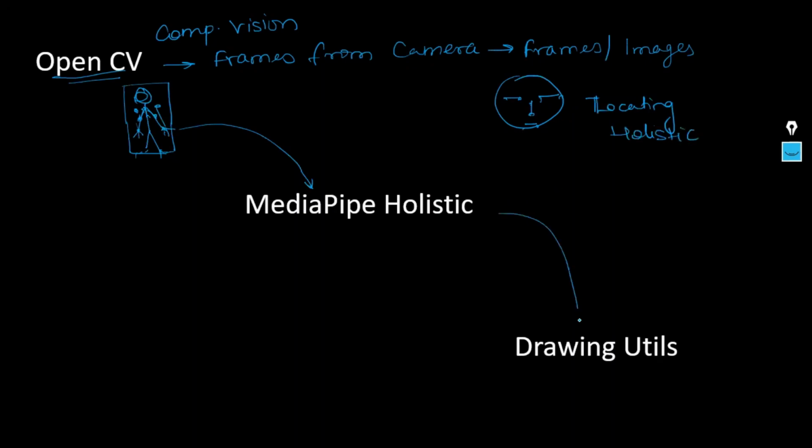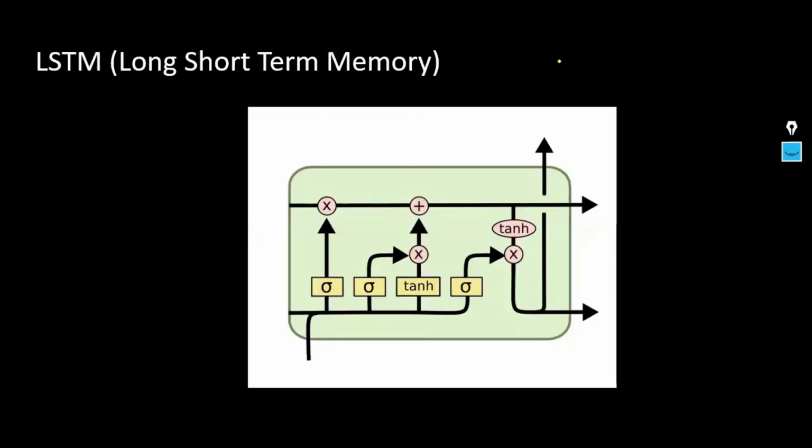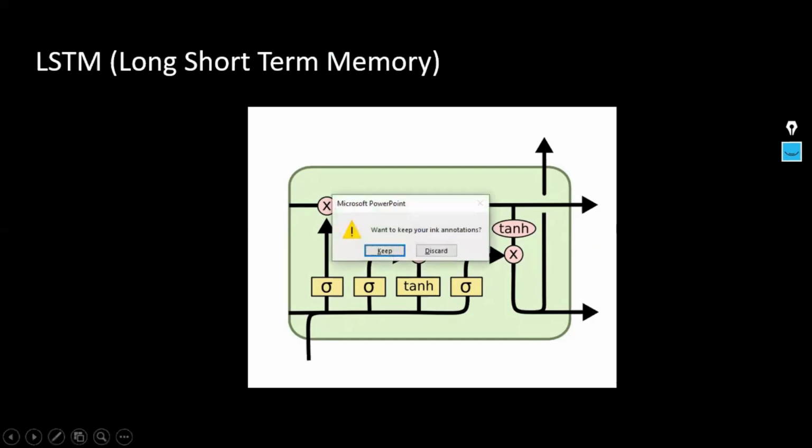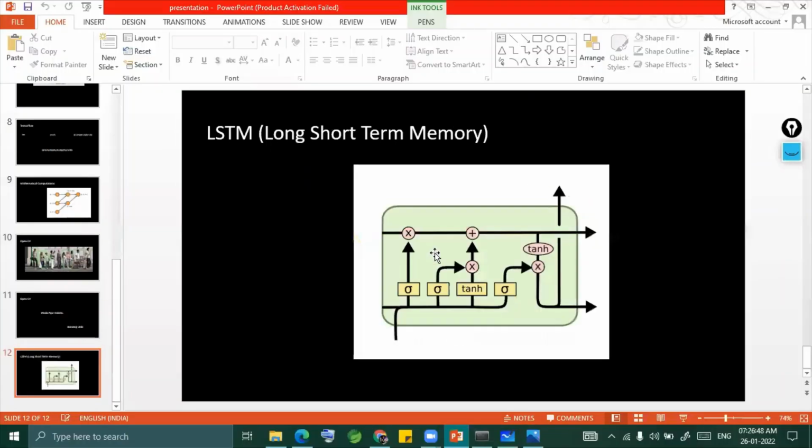Then in drawing utils, it will actually draw the lines to make it visible for us. Okay, these are his eyes, this is his nose, this is his mouth. This is how it happens. Get it? Now proceeding, this is the LSTM. I will explain it later when we are doing the project session. Now we will go and have some hands-on with our code.